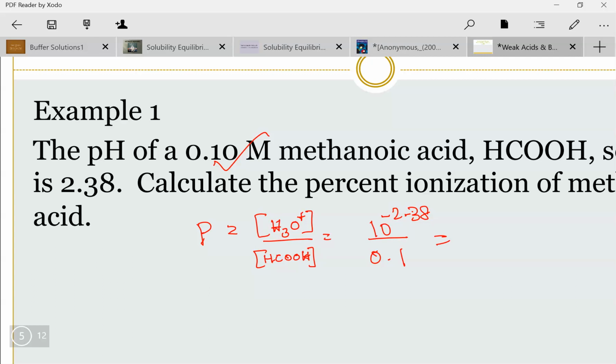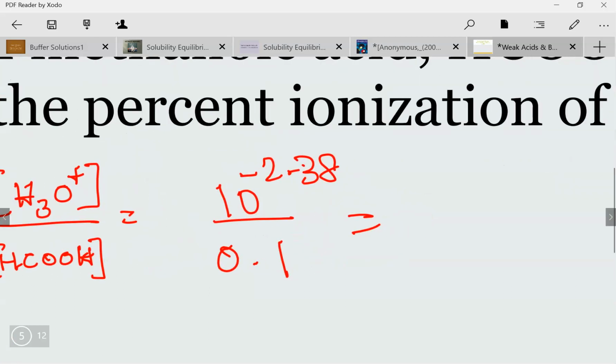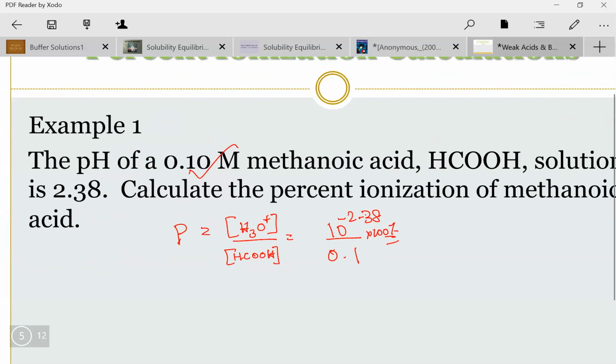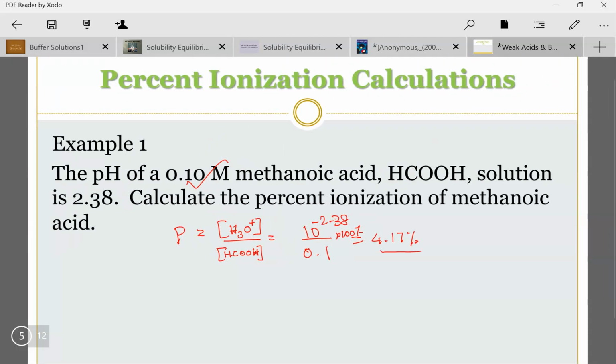10 to the power of negative 2.38 divided by 0.1. Okay. Percent ionization is times 100%. I forgot that. It's kind of important. So the times 100 is 4.17% ionization. So you can see that methanoic acid has a very low percent ionization.